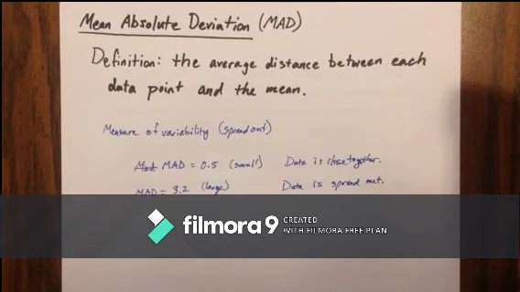And that's the main idea of mean absolute deviation. It tells us how spread out the data is. A small MAD means the data is close together. Large means it's spread out. Again, it's just telling me the average distance. So in this case, each data point is on average 3.2 away from the mean.